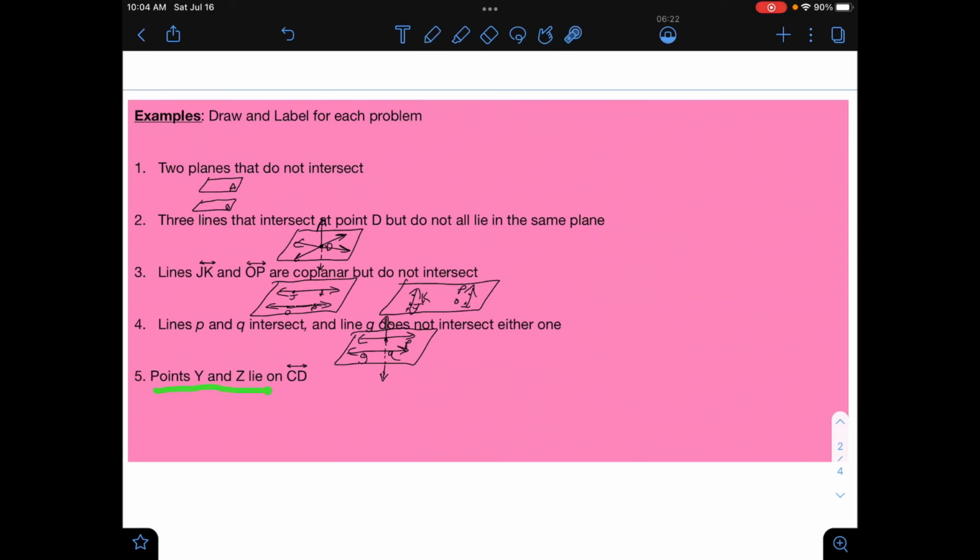Then lastly, we have points Y and Z lie on line CD. So we can draw a line here. We'll label it C and D. So that's line CD. And then we can draw just 2 points anywhere on the line. So we have point Y and point Z. So those are line CD, which is labeled by it, and points Y and Z are on the line. So I hope that all made sense.